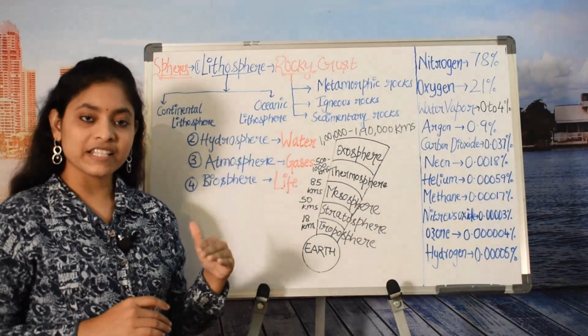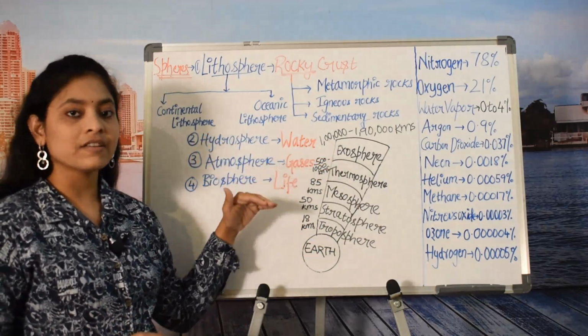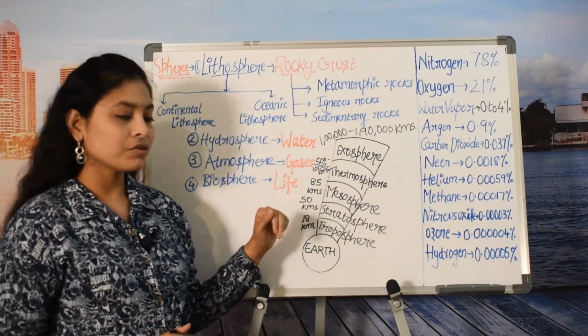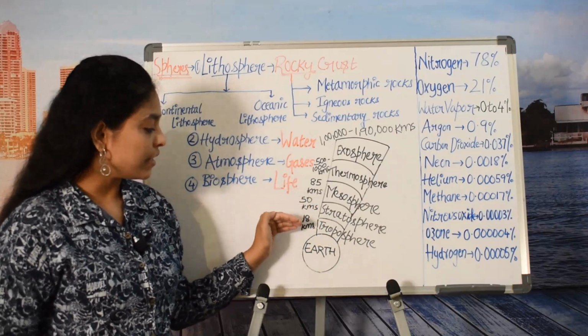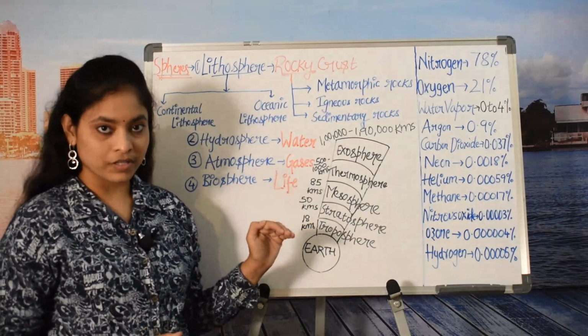The temperature decreases as you go up, but sometimes temperature increases as you go higher. This is called temperature inversion. Next, stratosphere. Stratosphere is a layer above troposphere and extends up to 50 kilometers above sea level.